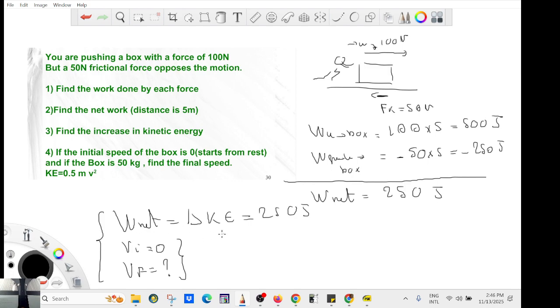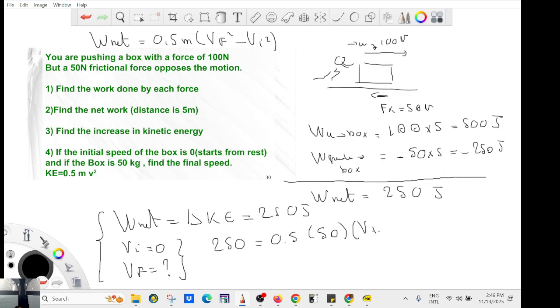So I'm going to use this to find the final velocity. So what's the equation? The net work done on a system equals the change in kinetic energy. And the change in kinetic energy is 1/2 m (v final squared minus v initial squared). So we have 250 equals 0.5, the mass, which is 50, times final v squared minus initial, which is zero since it starts from rest.